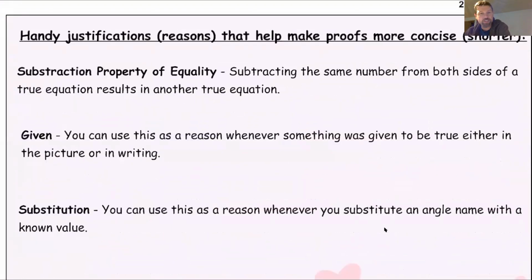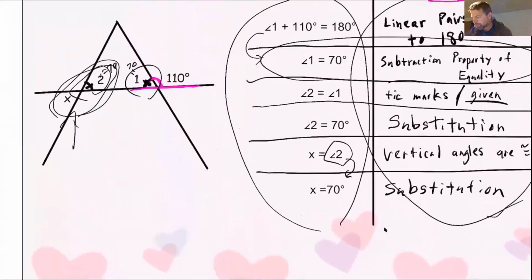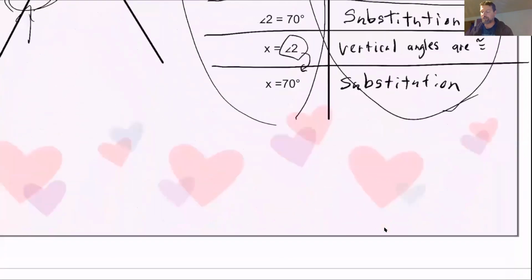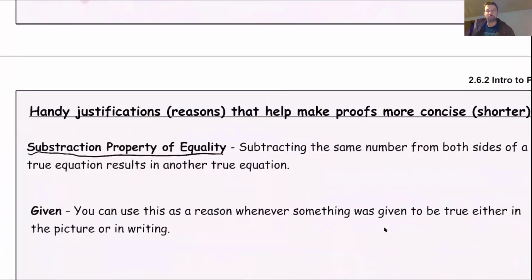There are a couple of justifications we talked about in that proof that might be helpful for you. There's a subtraction property of equality, which just states that when you subtract the same number from two sides of an equation, it results in another thing that's equal. We had that example right here when we went from angle 1 plus 110 equals 180 to angle 1 equals 70. We got that because we subtracted 110 from both sides. Right? That got us to this part. That's the subtraction property of equality. Again, you don't need that, but it's pretty handy to have. You don't have to just write down, I subtracted 110 from each side.